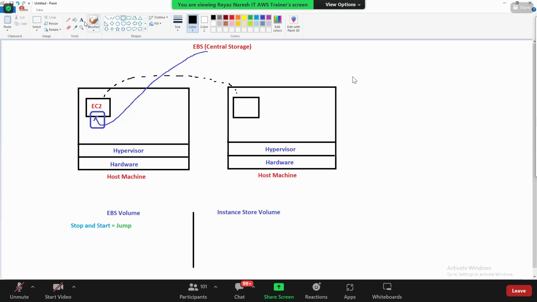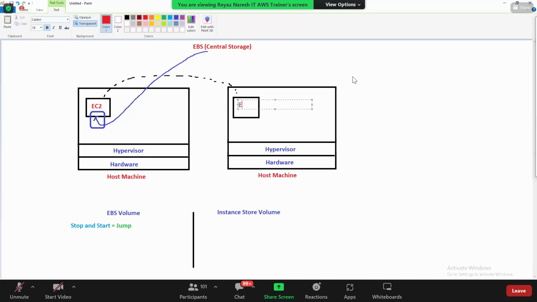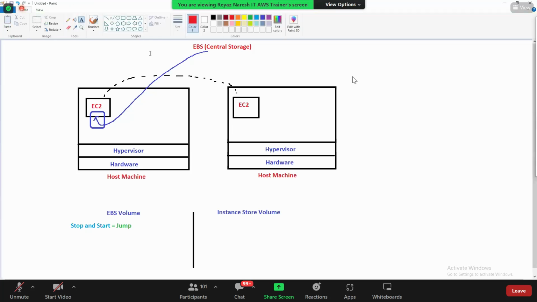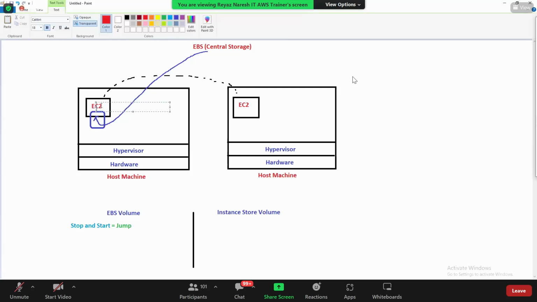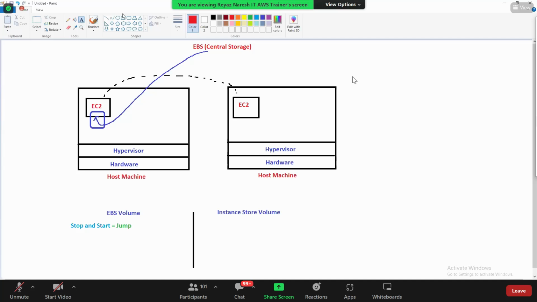If I stop and start the EC2 instance, it is jumping in the backend. Now tell me, what volume does it have, EBS volume or instance store volume? EBS volume attached, correct? Now, if you stop and start the EC2 instance, it has jumped from this host machine to this host machine. EBS volume is centrally attached, so what happened? Is data lost? No, because the pointer will just change from here to here. Data is not lost because your data is stored centrally in the EBS volume.